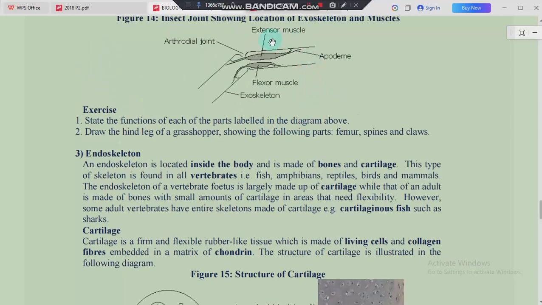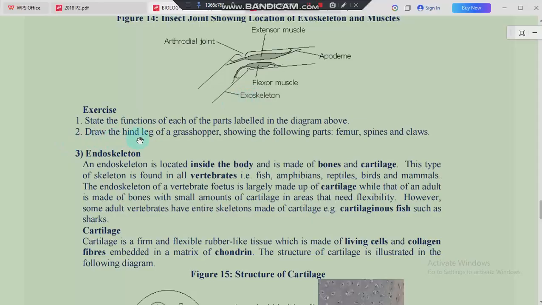Let's talk about the extensor muscles. Let's talk about the flexor muscles. Let's talk about the apodeme. Let's talk about the arthrodial joint, and then the exoskeleton. So you need to do these ones at your own time. Find the answers and send them to me.